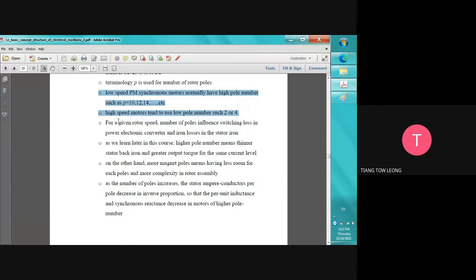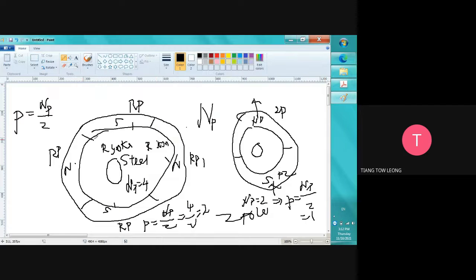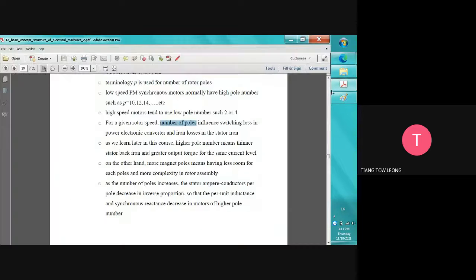So what it means is, if we know the rotor speed, the number of poles will influence the switching loss. For example, if we want to run this motor, we have a power electronic to run it. Then a lot of switching will go into the motor. This number of rotor poles will influence the switching loss. Higher speed, higher losses; lower speed, lower losses.